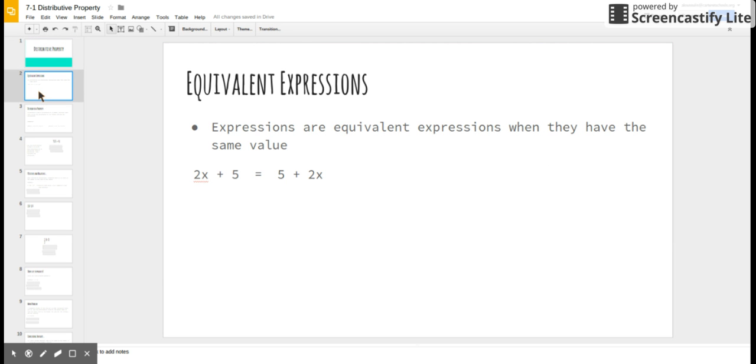First thing you need to know is what equivalent expressions are. Expressions are equivalent when they have the same value. So for example, we have 2x plus 5 is equal to 5 plus 2x. These two are expressions and they are equal in value.